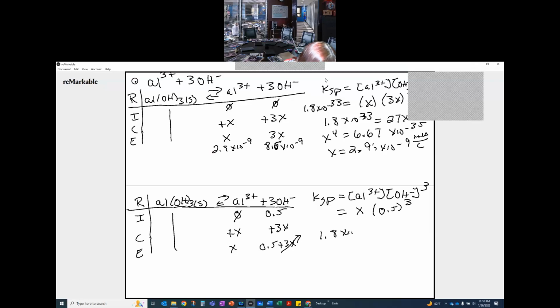So 1.8 times 10 to the negative 33rd is equal to 0.5 cubed, which is 0.125, times x. So we divide 1.8 times 10 to the negative 33rd by that answer that I just calculated, which gives me x equal to 1.44 times 10 to the negative 32. And so this x is 1.44 times 10 to the negative 32.